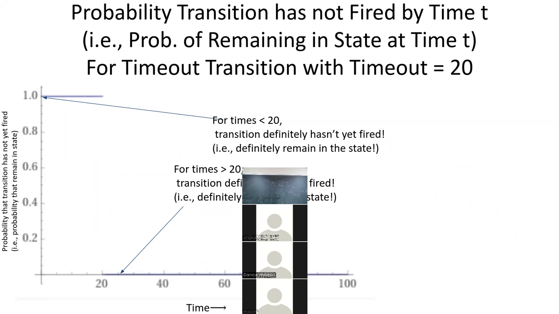Your chance of still being there is one, because it hasn't yet been 20 years. It's not a trick question. Now, your chance of remaining in the state after 19.75 years is what? One. Your chance of remaining in the state after 21 years is what? Zero. You definitely have left. So it goes from one, one, one, one to zero, the chance of still being in the state.